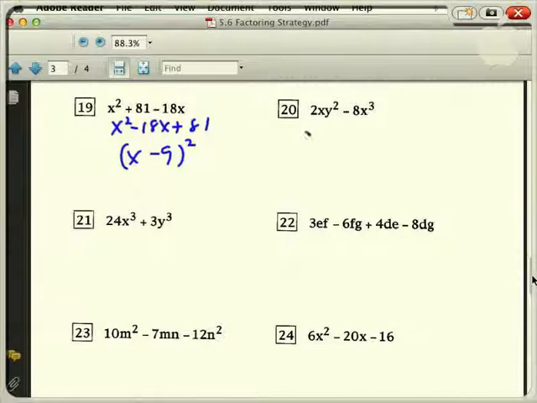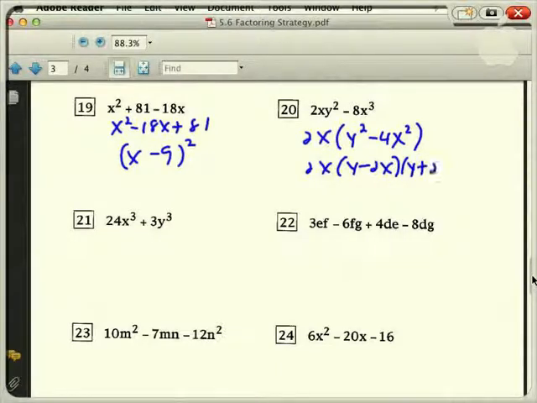In 20, we can take a 2x out. That'd be y squared minus 4x squared. Double check real quick, make sure. And we got the difference of two squares in there. So y minus 2x times y plus 2x.